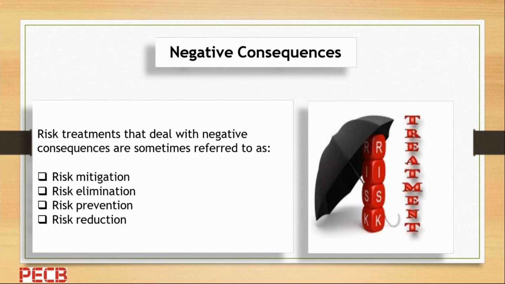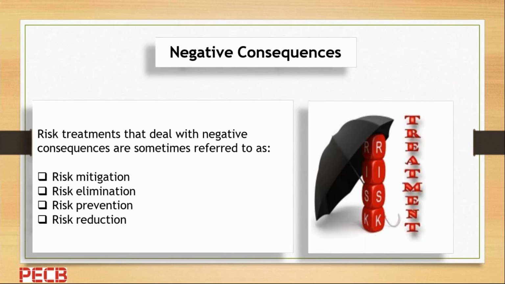Now we have what we call negative consequences. Risk treatment that deals with negative consequences are sometimes referred to as risk mitigation, risk elimination, risk prevention, or risk reduction. Now, risk is the effect of uncertainty on objective. Those uncertainties can either be positive or negative. So the risk can either be a negative consequence or a positive consequence.